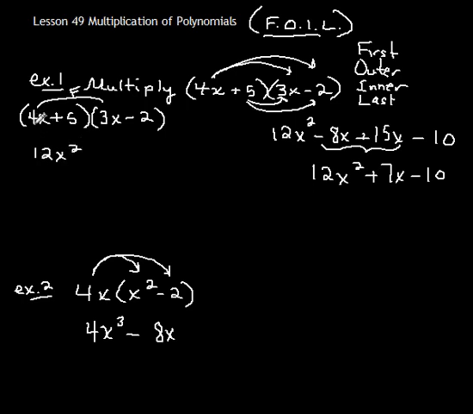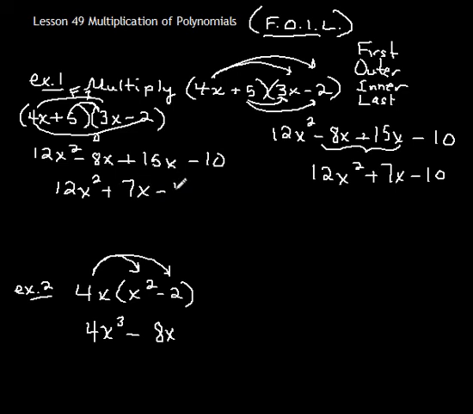Then we do our outer terms, the outside ones, these two together, and we would get minus 8x. Then we multiply our inner terms. See, these are inside, these are our inners, these are our outers. 5x times 3x is 15x. And then we multiply our last terms in each one together and get minus 10. You can see we get the same thing. We're going to get 12x squared plus 7x minus 10.